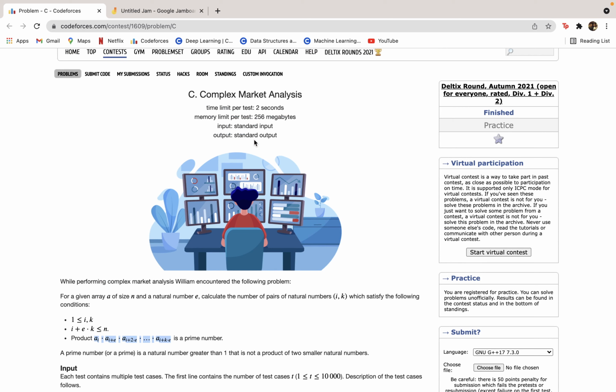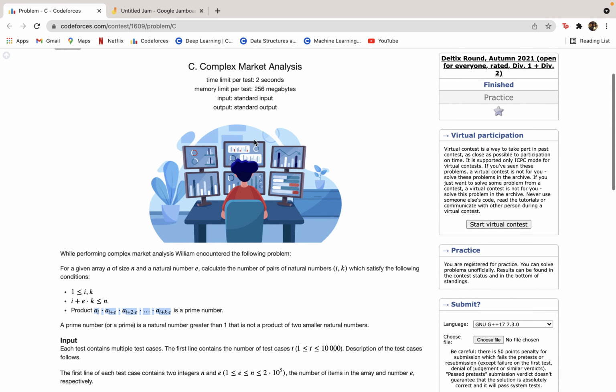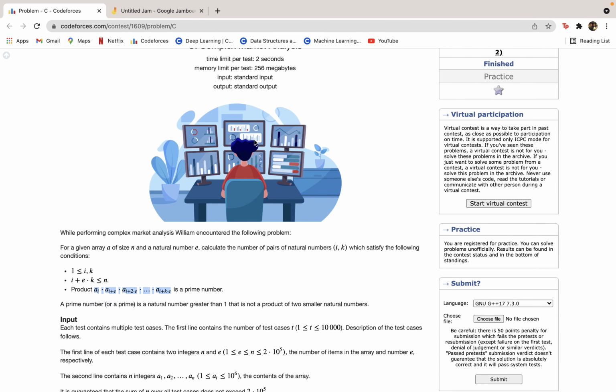Today I'm going to be discussing problem C, Complex Market Analysis, that came in the recent Codeforces round, rated for Div 1 and Div 2. So I'll read out the problem statement first. It says we are given an array of size n and a natural number e.